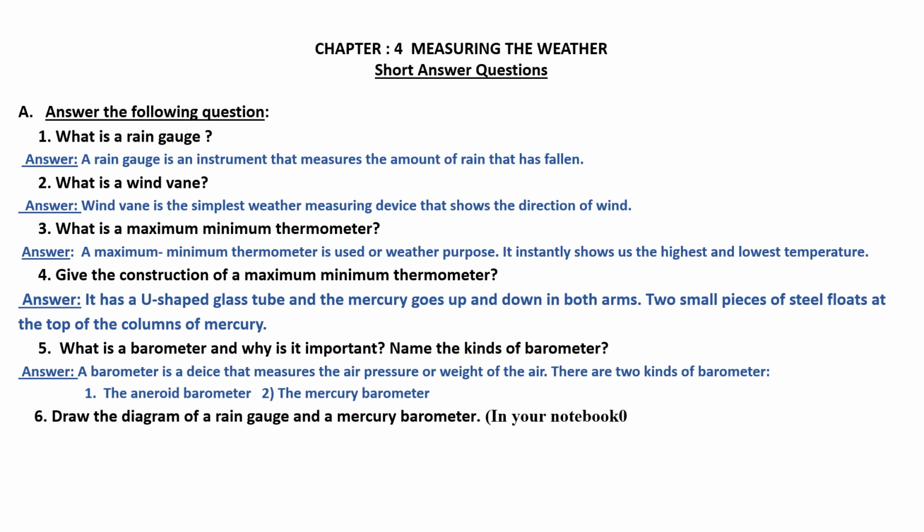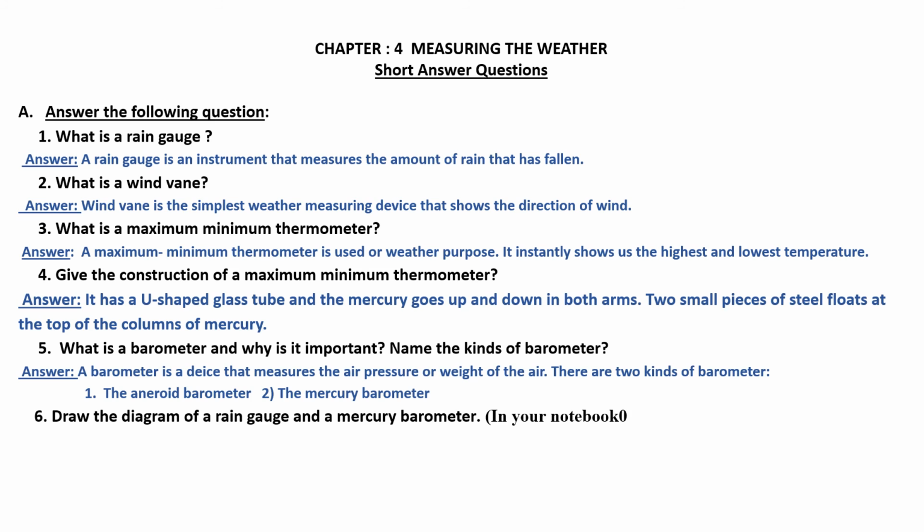Question number 4. Give the construction of a maximum minimum thermometer. Answer: it has a U-shaped glass tube and the mercury goes up and down in both arms. Two small pieces of steel float at the top of the columns of mercury. Question number 5: what is a barometer and why is it important? Name the kinds of barometer.